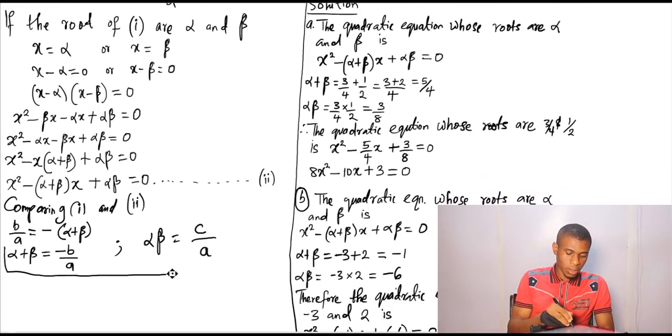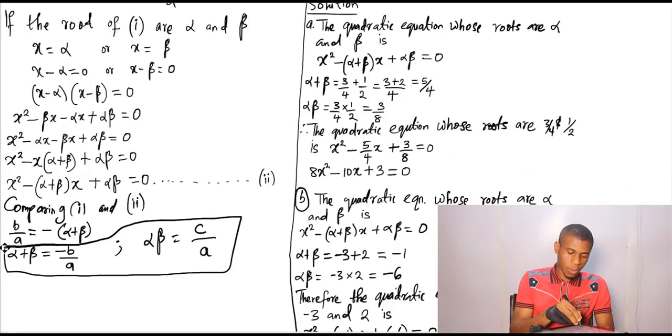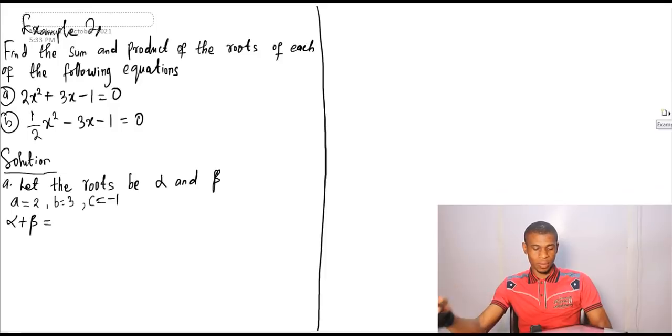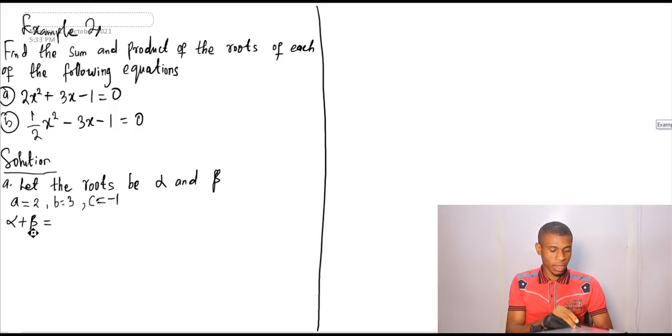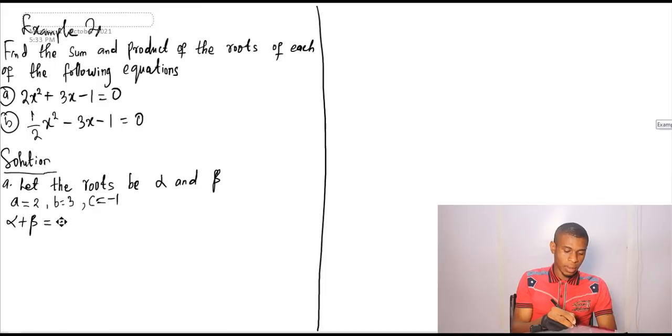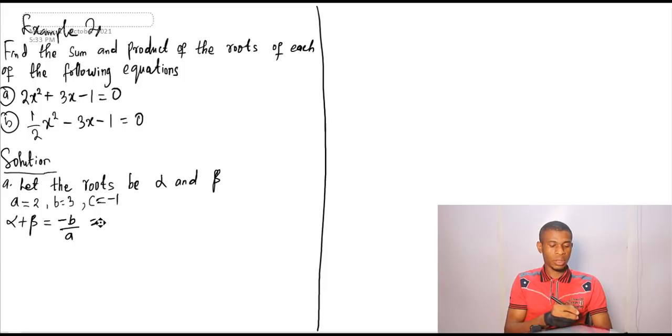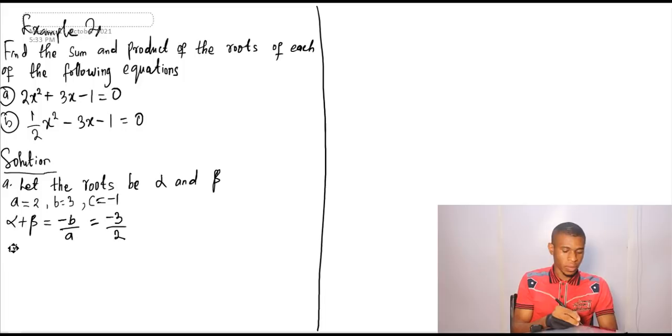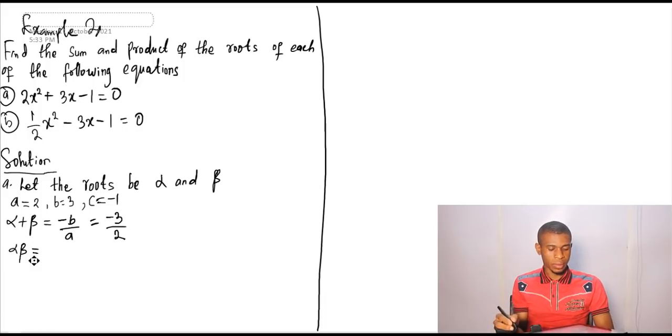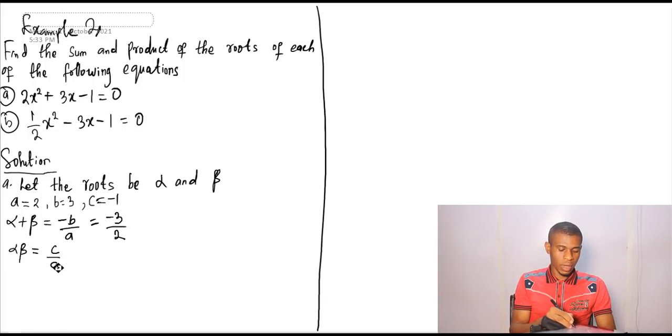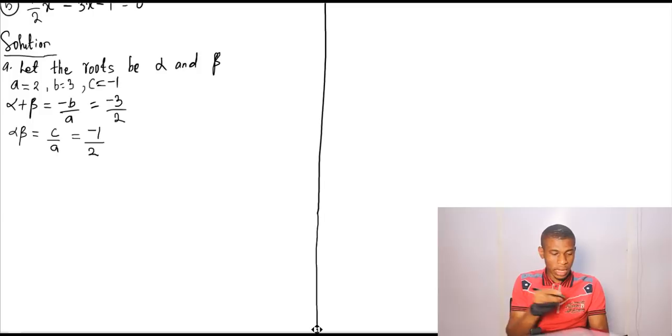This will help us in solving this example. Alpha plus beta is given to us as minus b over a. If you substitute, minus b is minus 3, all over 2. Alpha beta is equal to c over a. C is minus 1, over 2. So the sum of roots and the product of roots can easily be gotten from here.